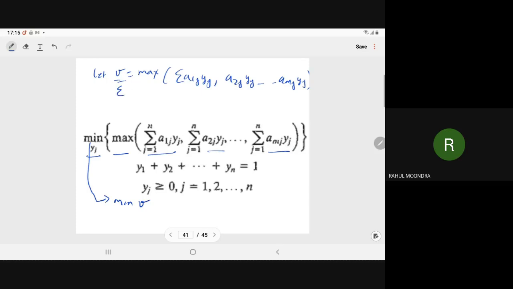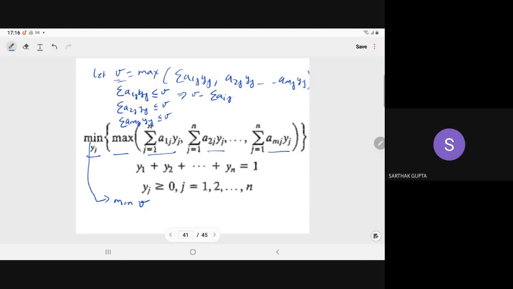It means summation a1j yj is less than or equal to v, a2j yj less than or equal to v, and amj yj less than or equal to v. Or this implies v minus summation a1j yj greater than or equal to 0, v minus summation a2j yj greater than or equal to 0, v minus summation amj yj greater than or equal to 0.